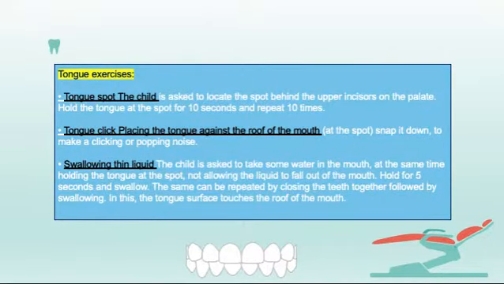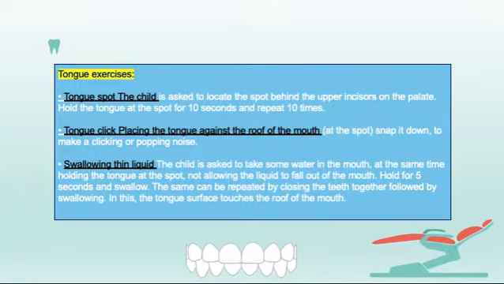Tongue exercise. Tongue spot: the child is asked to locate the spot behind the upper incisor on the palate. Hold the tongue at the spot for 10 seconds and repeat it 10 times. Tongue click: place the tongue against the roof of the mouth at the spot, then snap it down to make a clicking or popping noise.